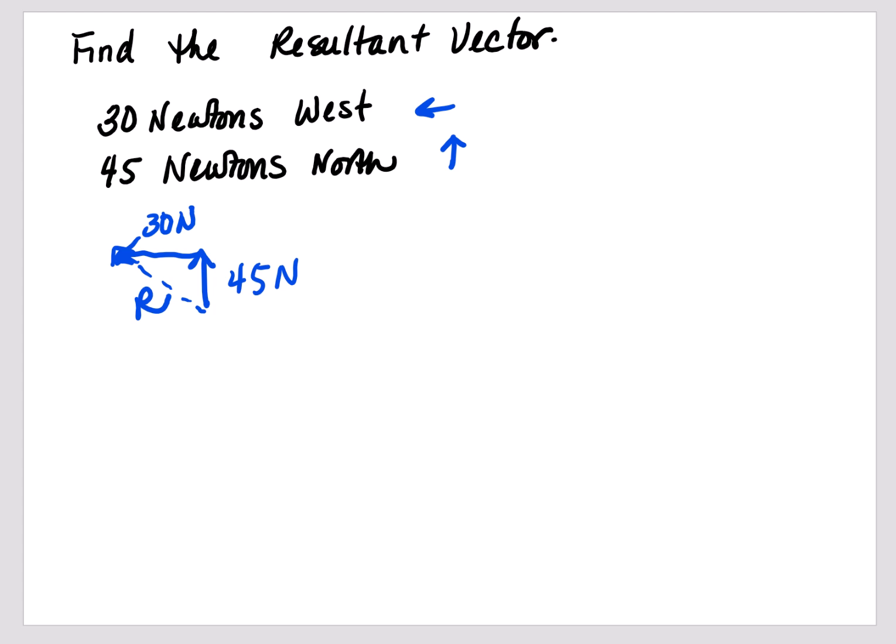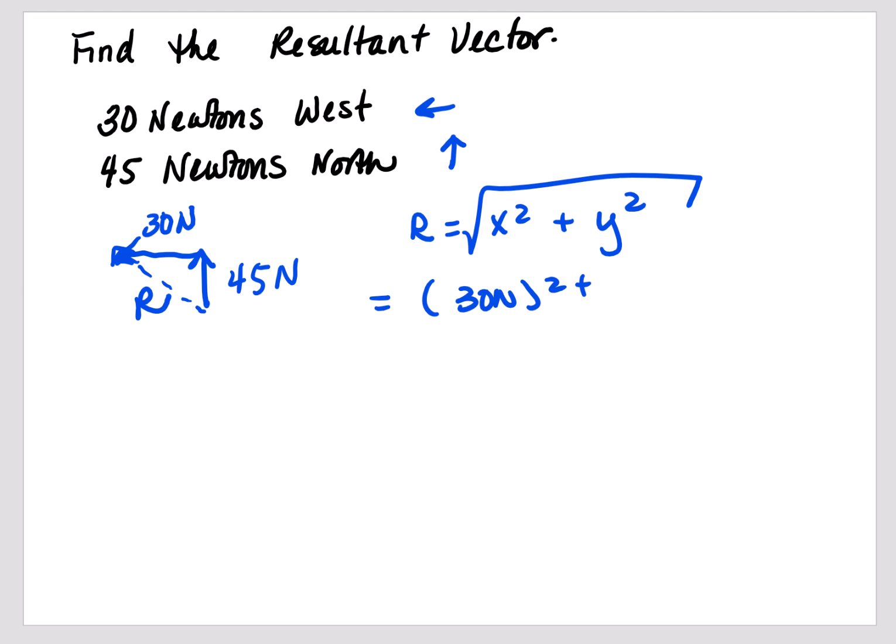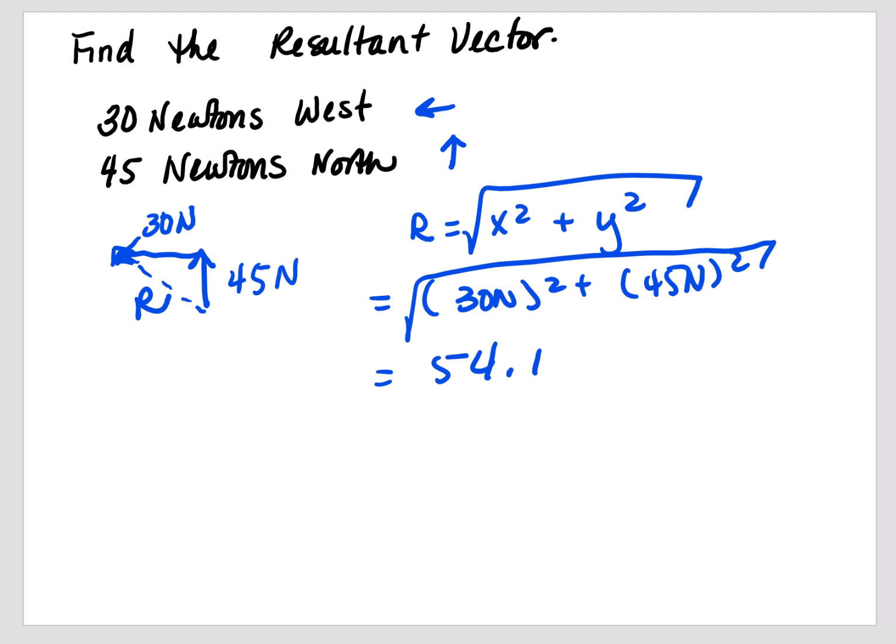So I could solve for r using Pythagorean theorem, which is x squared plus y squared, and we're going to take the square root. So this is going to be 30 newtons squared plus 45 newtons squared. Take the square root, and if I do that, you should get approximately 54.1 newtons. Now I need to find my angle.